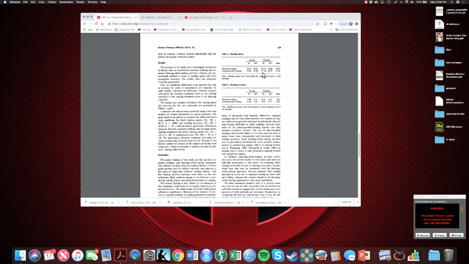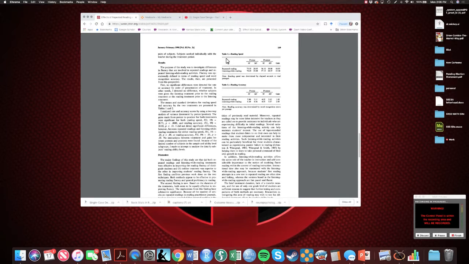It can be hard to use post-tests when we didn't have baseline equivalency. Because the baseline was off, this post-test is going to be a little bit wonky. So for our purposes, they used a two-way analysis of variance, treatment by pre-test, post-test. The gains made from pre-test to post-test for both treatments were significant for both reading speed and reading accuracy.